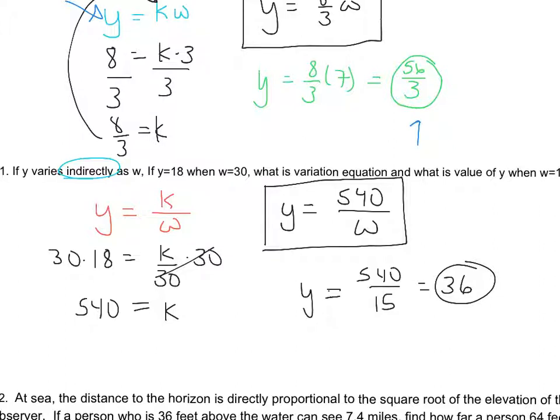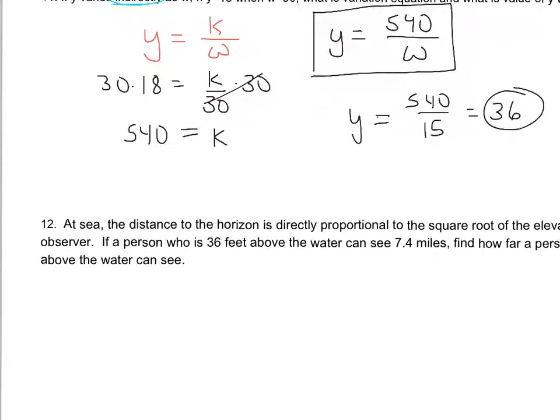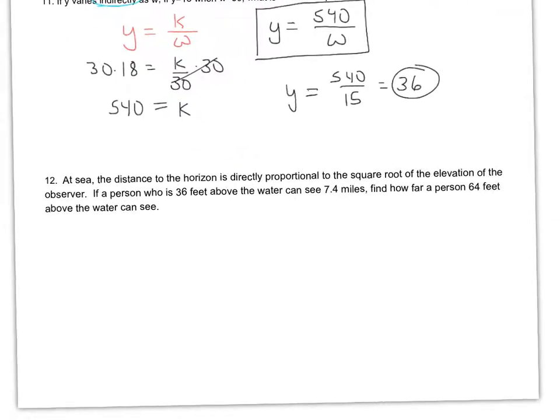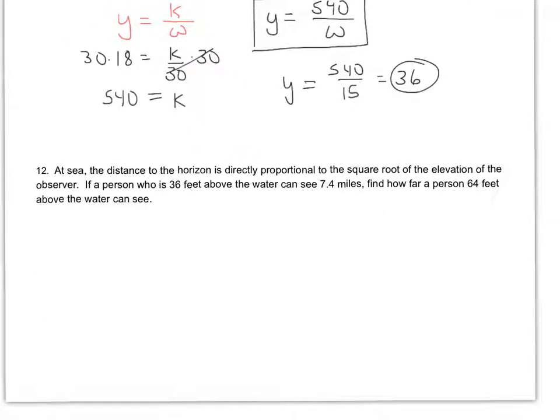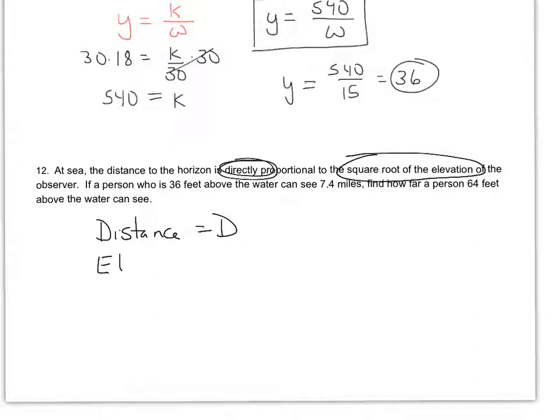Our last problem on this review is kind of another similar problem with variation, except it's kind of a word problem situation. But it's really the same, it's a very similar thing. So this says the distance to the horizon is directly proportional to the square root of the elevation. So we have distance, which I'm going to call d, is going to be directly proportional to the square root of elevation. So I'm going to write elevation, I'm going to call it E.